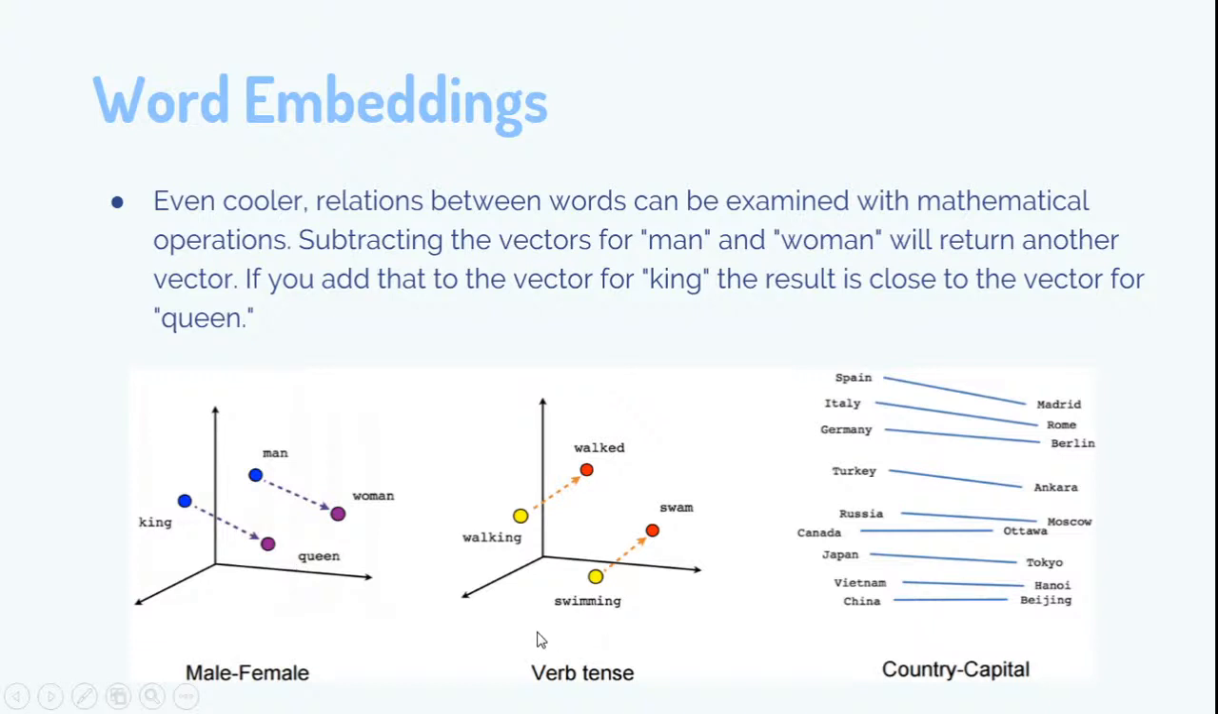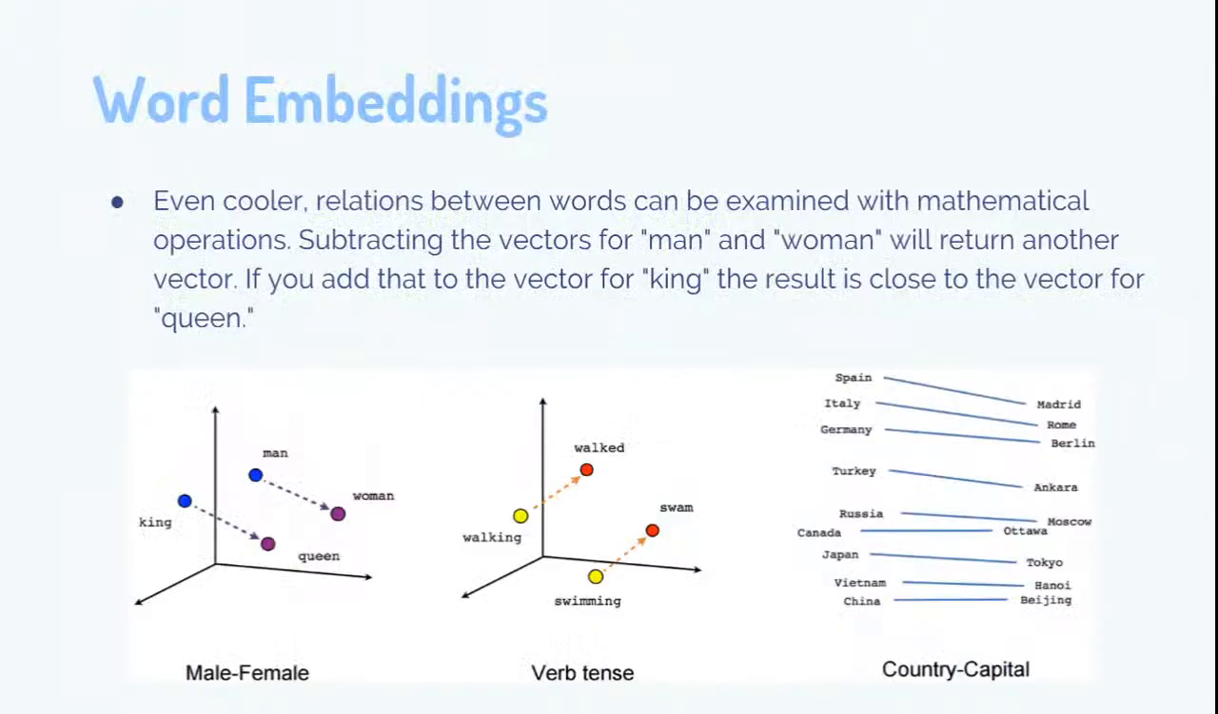Like walking and walked, or swimming and swim. This is called stemming, and there is another process too, a lemmatizer. Based on that you can do this. Then country capitals, like Spain, Madrid, Italy, Rome. Like that, this is also available by default in the word embedding method.